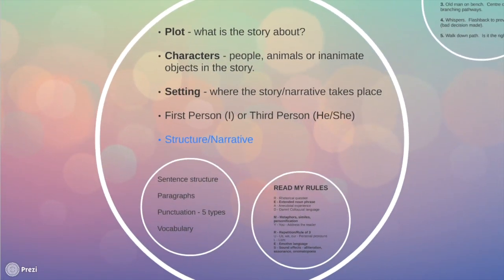So when we're writing a story, we need to focus on the plot. So what is the story actually about? We need to focus on the characters, so who's actually going to be in our story. We need to consider the setting, so where our story is going to be based. And we also need to think about, are we going to write it in first person, as if you are actually there, or are you going to write in third person, so you're looking on at the characters within the story and you would say he or she, okay? So you are literally narrating that story to us and focusing on what the characters are doing themselves, okay?